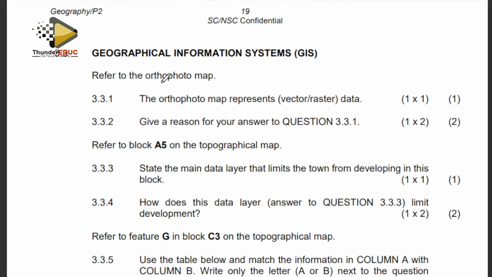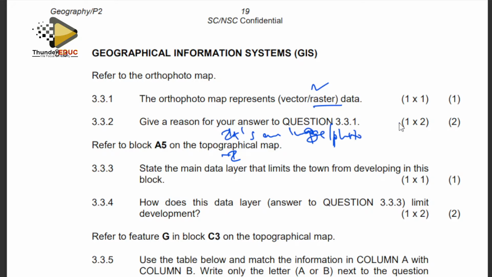GIS refers to the topographic map. The orthophoto. What is the orthophoto map represented as? Remember when I was explaining the previous paper, I told you that an example of raster data is the orthophoto. So the answer here is raster data. Are we together? Then we continue. Give a reason for your answer: because it is an image or photo.